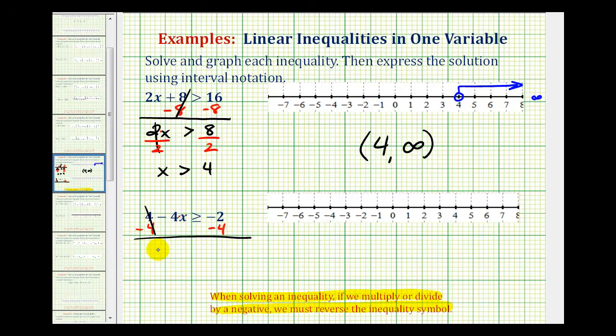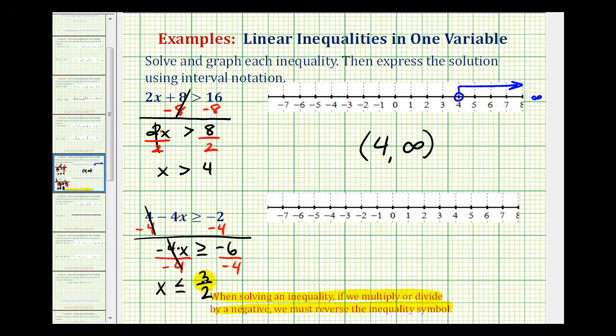So now we have negative 4x is greater than or equal to negative 2 minus 4 is negative 6. And again, because negative 4x means negative 4 times x, we'll have to divide both sides by negative 4 to solve for x. Now again, notice we're dividing by a negative, so we do have to reverse the inequality symbol. So on the left we have x, and then instead of greater than or equal to, we'll have less than or equal to, and then negative 6 divided by negative 4 would simplify to positive 3/2.